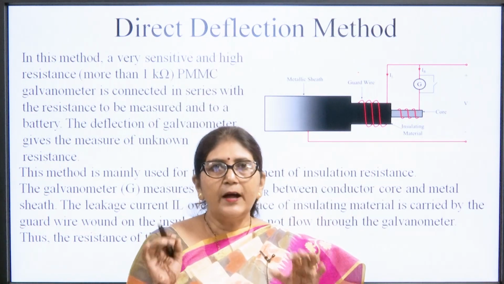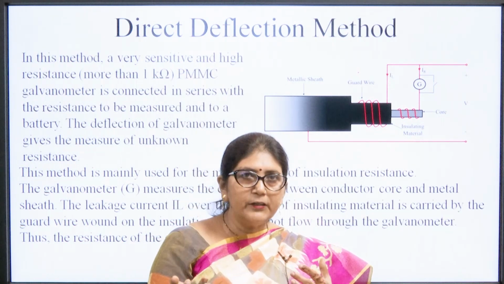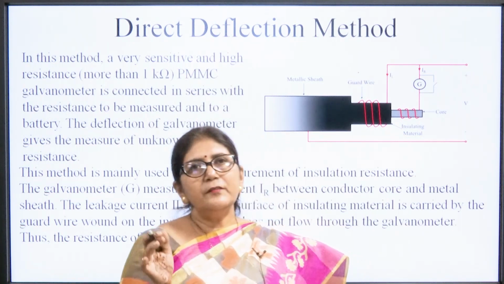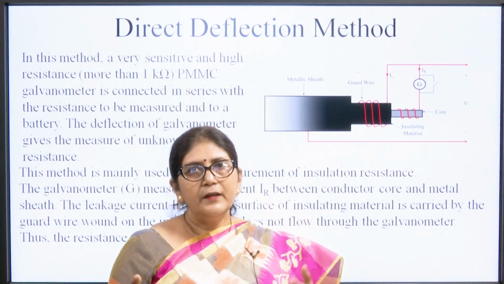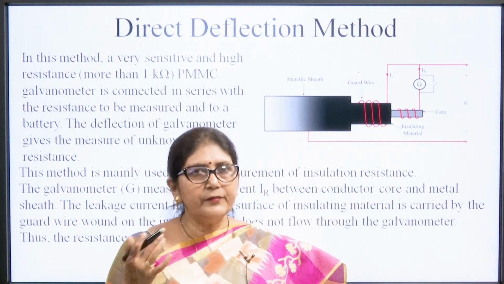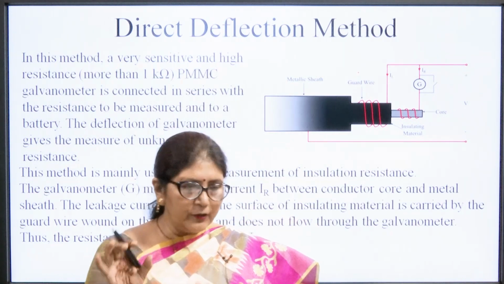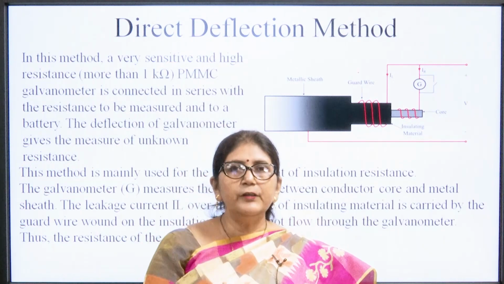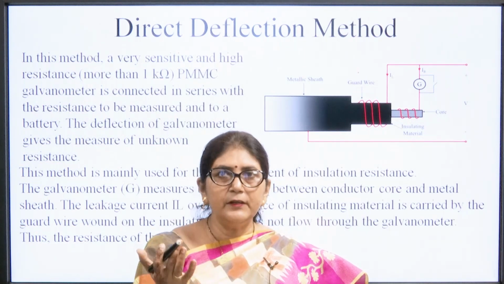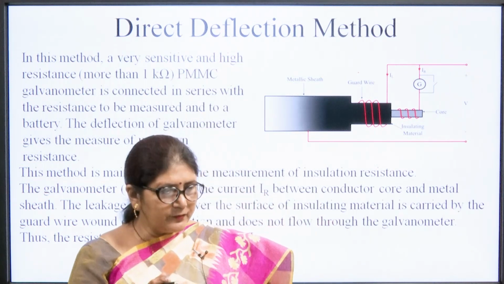For a very sensitive high resistance, with a value of more than 100 kilo ohm, we can use a PMMC instrument. The PMMC instrument is connected in series with the resistance and the battery, and the deflection of the galvanometer gives the resistance value. Actually it gives the value of voltage across that insulator, but we can calibrate our instrument in such a way that it will deflect to the resistance value. So, this method is mainly used for insulation resistance.